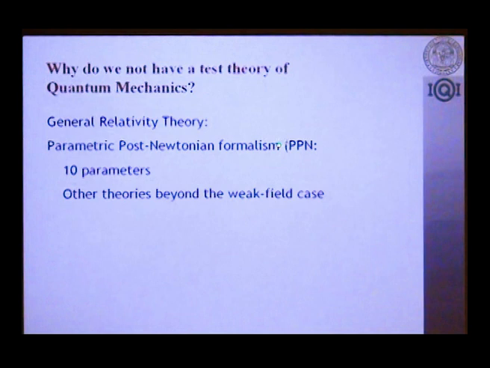The question I like to ask is, why do we not have a test theory of quantum mechanics? By that I mean things like in general relativity theory, where they talk about the parametrized post-Newtonian formalism with 10 parameters which you can play with, and one of them is actually existing in nature. Why don't we have this in quantum mechanics?